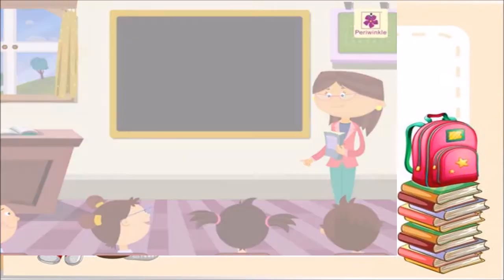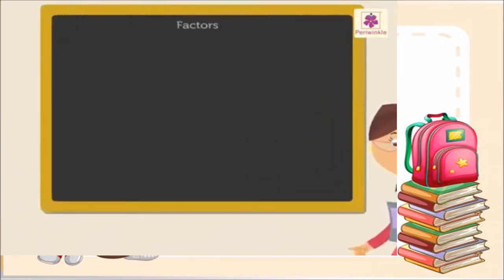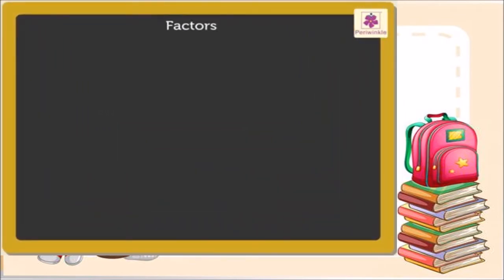We will learn about factors. First, let us understand what we mean by the factor of a number. Let us take the number 12. To begin with, let us find out the pairs of numbers that give 12 as their product.